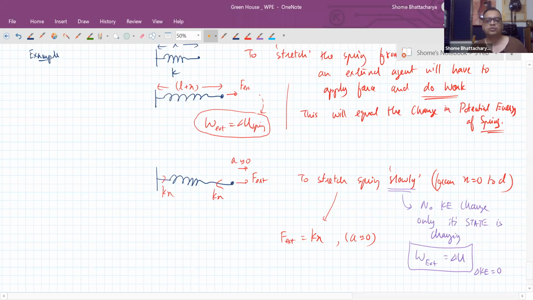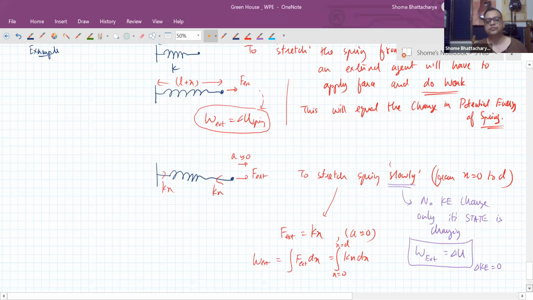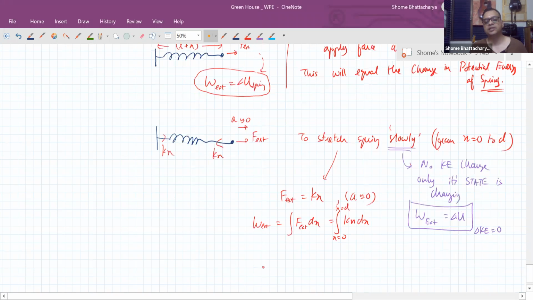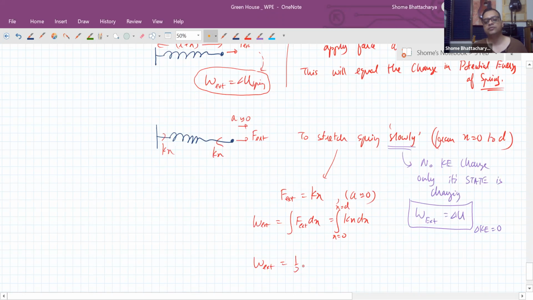So when you stretch a spring very slowly now, you will not see the end point accelerating. You will see it moving very, very slowly from point to point. You are stretching it very slowly. So the work done by the external agent in this case will become the integral of Kx dx from x equal to 0 to x equal to d. So you can see that the work done by the external agent is equal to half kd square.